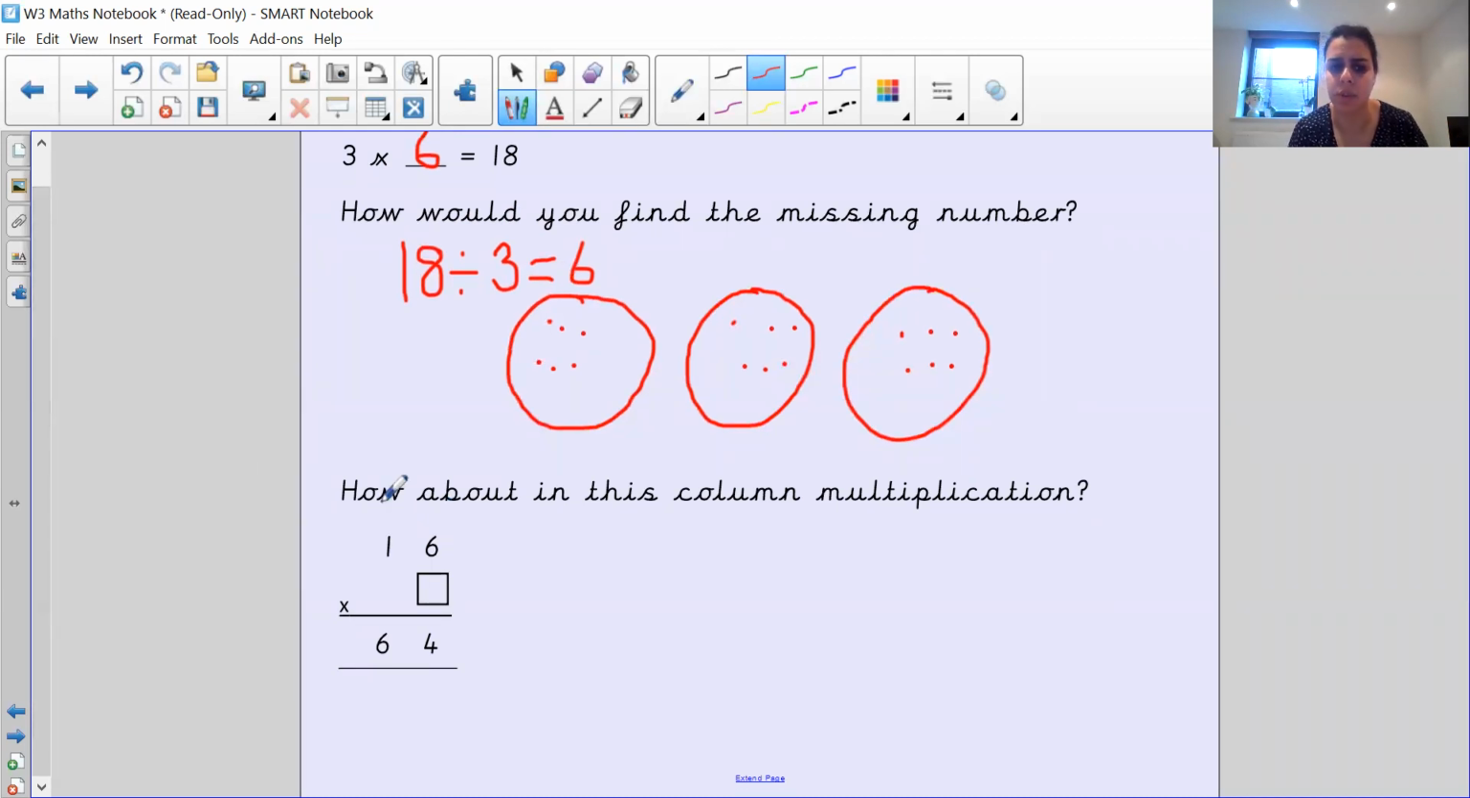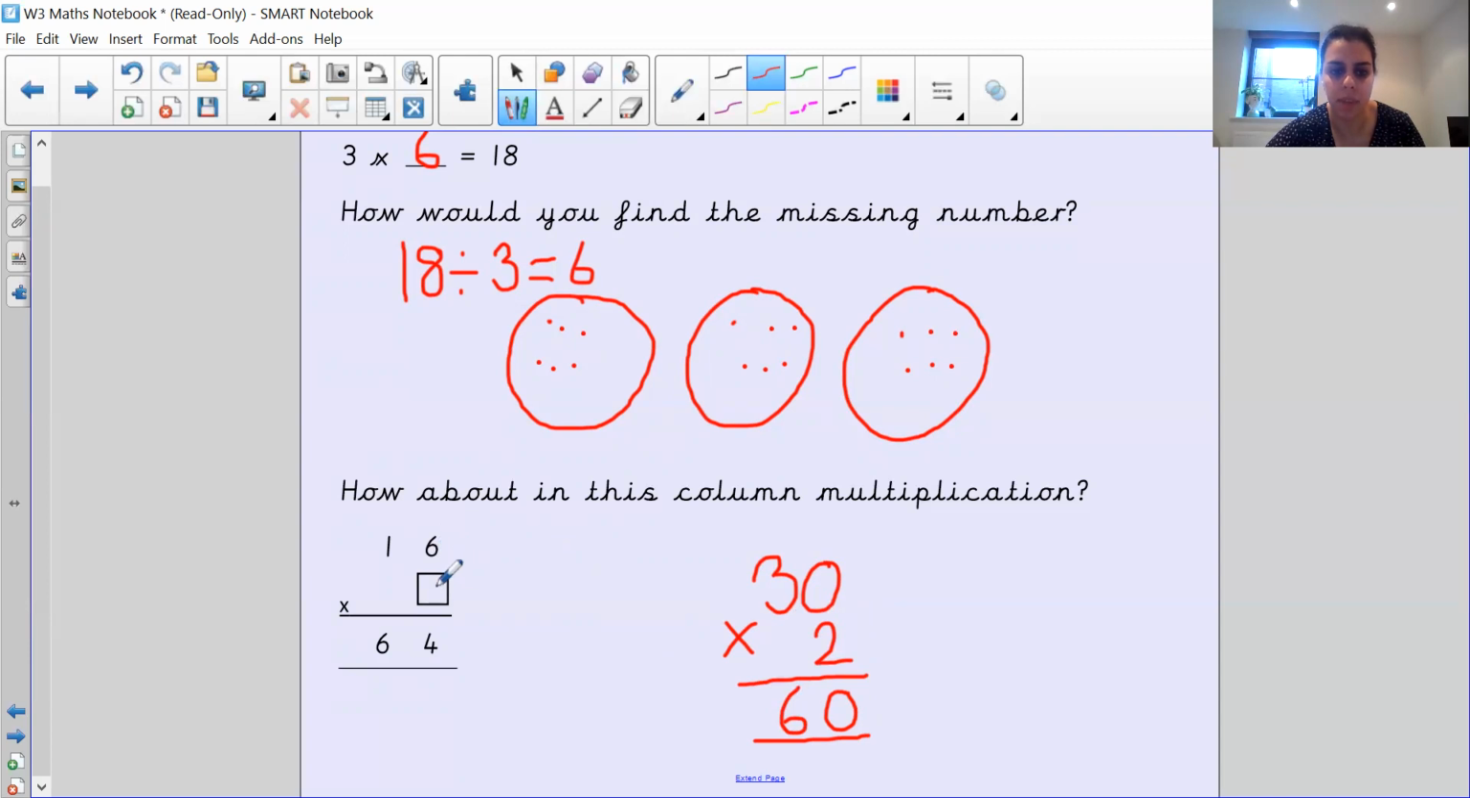This one's quite difficult. Column multiplication. Now, when we're multiplying and we do column multiplication, we times the top number by the bottom. So if my multiplication was 30 times by 2, we would do 0 times 2, which is 0, 3 times 2, which is 6. That's how we would do it. Same way we're doing over here.